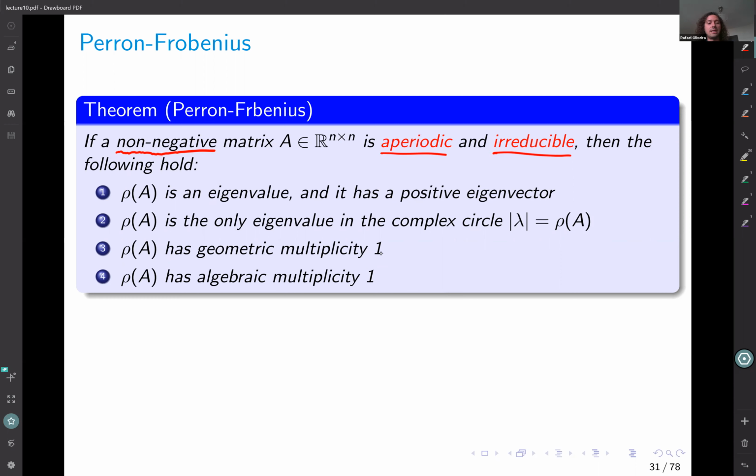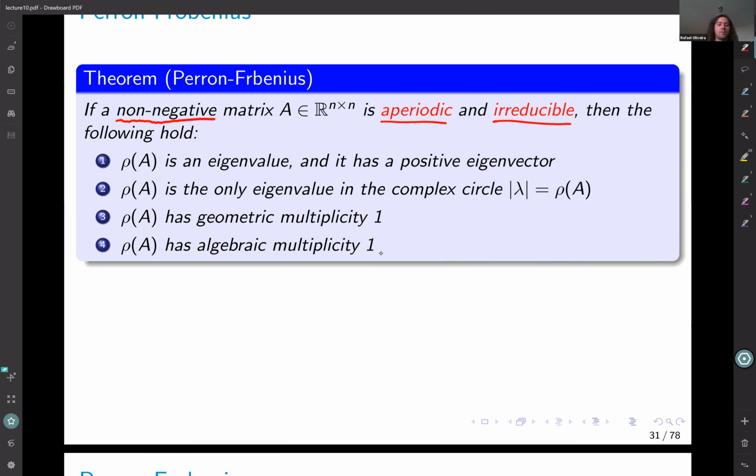So rho of A is an eigenvalue. It has a strictly positive eigenvector. Rho of A is the only eigenvalue of largest magnitude, and it has geometric multiplicity and algebraic multiplicity 1. Now, how do we prove this? The proof is quite simple.